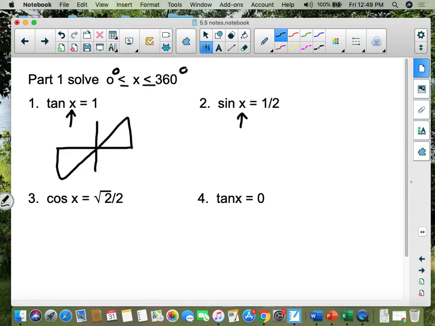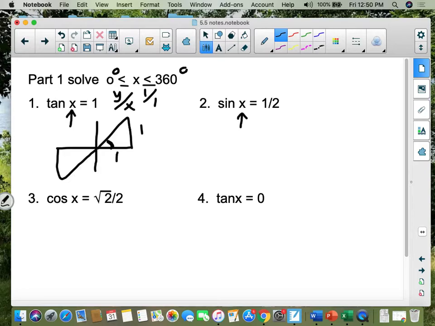Formula for tangent? Y over X. It's not written like that, but isn't 1 the same thing as 1 over 1? If the X is positive and the Y is positive, and this is your reference angle, Y over X, does that make the tangent? And this quadrant also.